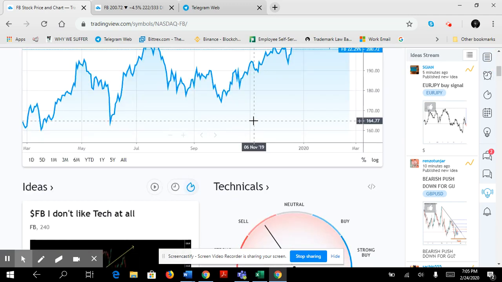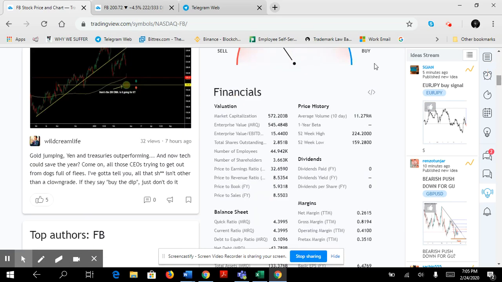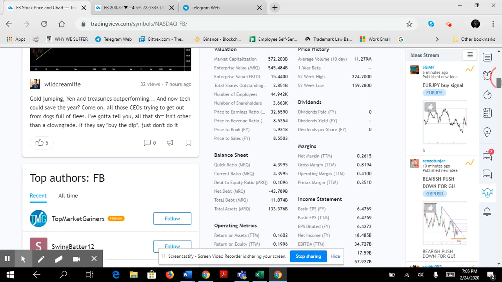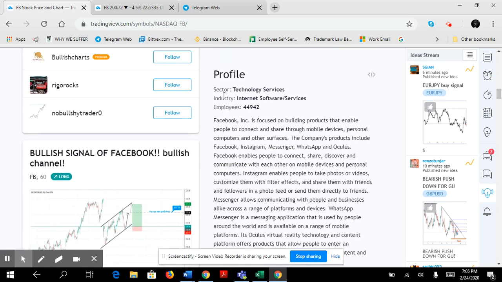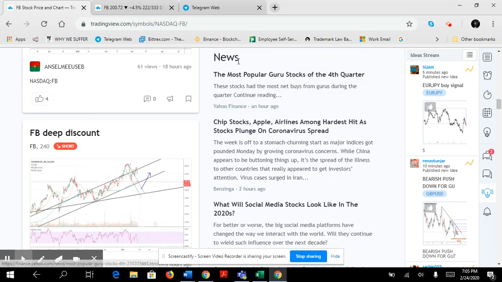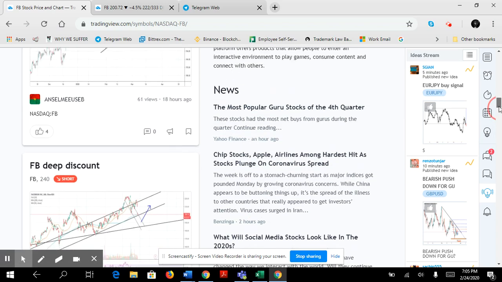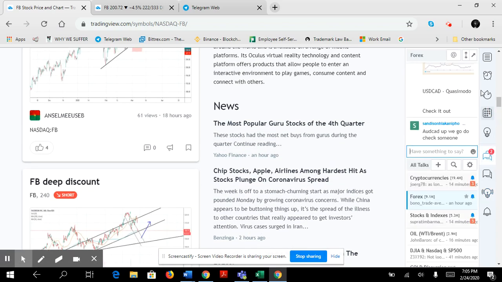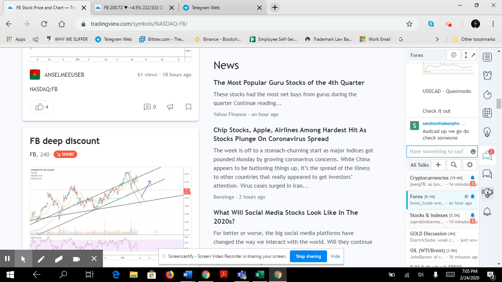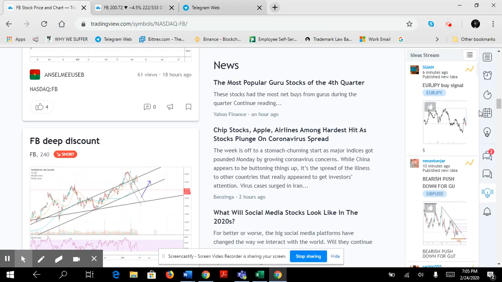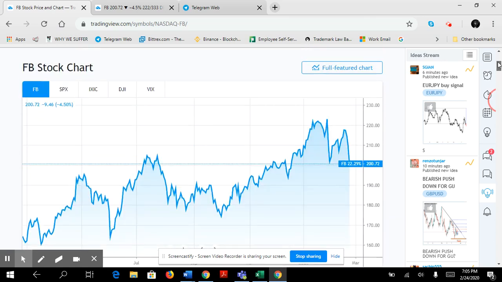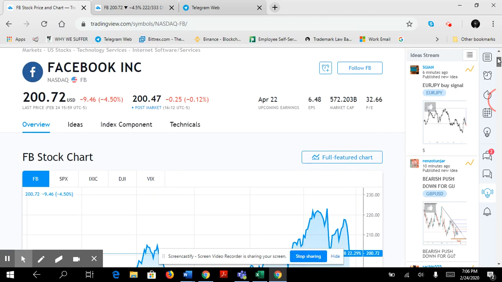All right. You look down, you see these ideas. With these ideas, you have different traders who give their predictions of what they think Facebook is going to do in the market. You have the profile. You can look at the profile. You can read through and see what developments they have. You have the news. You can look at the news as well on here. You have messages. You can message different traders from around the world, etc. And you have the idea stream where they post their ideas and everything. All right. I wouldn't get too caught up in looking at other people's ideas. You just need to get focused on developing your trading strategy.